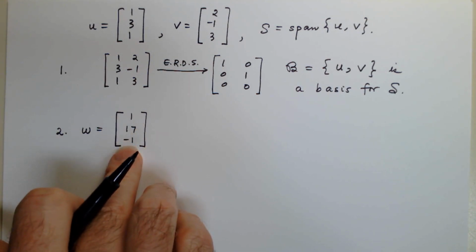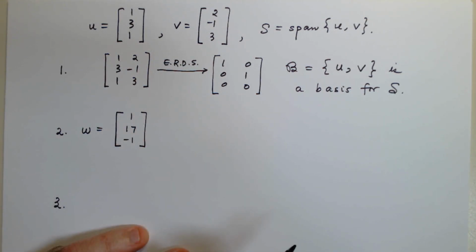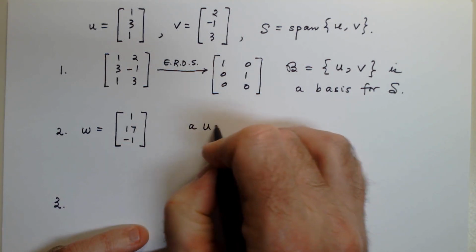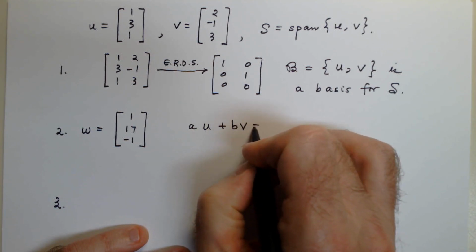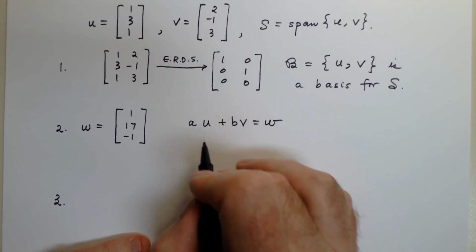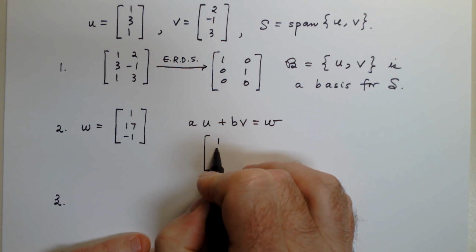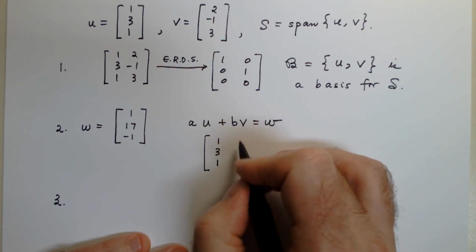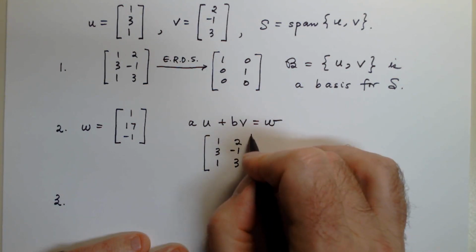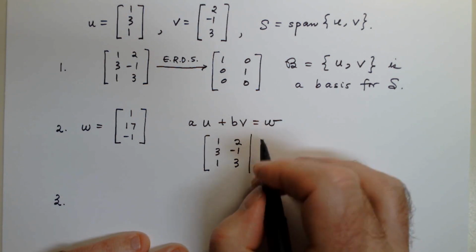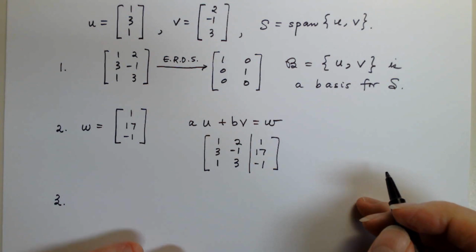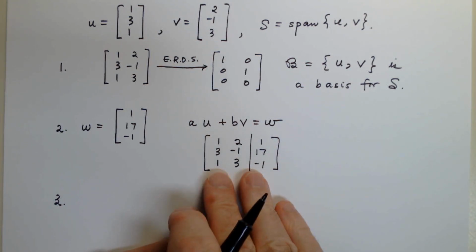Okay, now part B of this problem asks us to show that the vector w with components 1, 17, and -1 is an element of S. And that means we have to find some scalars, let's say a and b, such that a times u plus b times v is equal to w. Now this is equivalent to solving this augmented system. I'm going to feed in the vector u, the vector v. This will be the coefficient matrix for my system, and I'll feed in the vector w as the column of constants. And then I'll look at the reduced row echelon form of this augmented system.